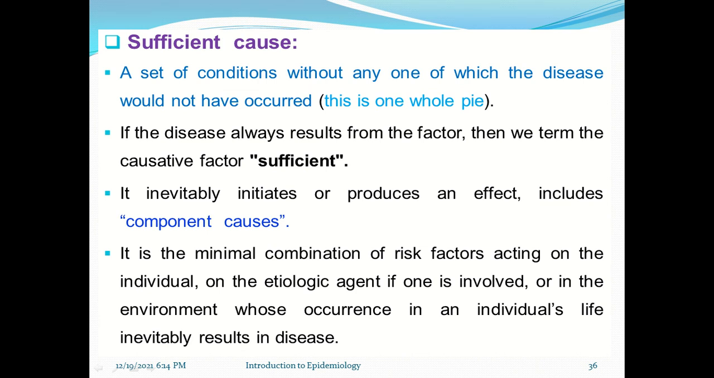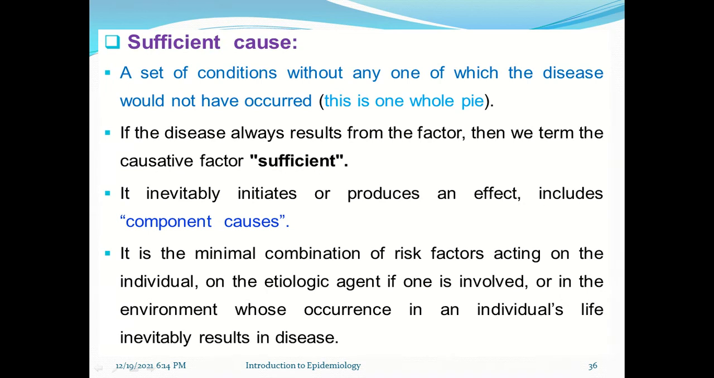Sufficient cause. We do have three types of causes: necessary cause, sufficient cause, and component cause. The set of conditions without any one of which the disease would not have occurred is called sufficient cause. This is one whole pie. Sufficient cause represents the whole pie.